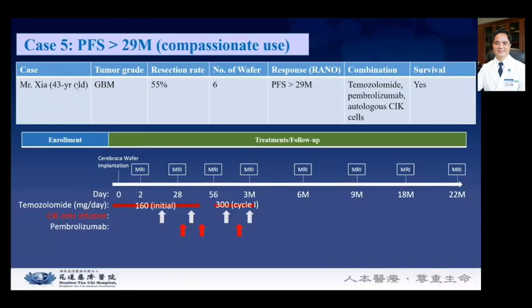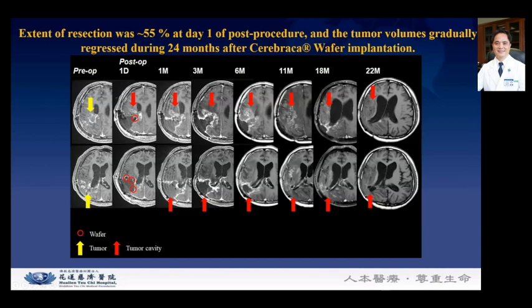So I'd like to share with you this case, 43 years old, recurrent and recurrent GBMs. And every outstanding neurosurgeon did not see any hope for this case. We did the surgery, a limited resection of the tumors, and left lots of the tumors behind in the patient's brain. But you see the preoperation, the second day, and 1 month after resection, 3 months, 6 months, 11 months, 12 months, the tumor disappeared, and the brain volume shrank a little bit because the tumor disappeared.